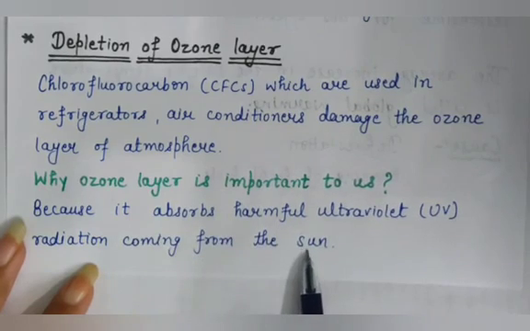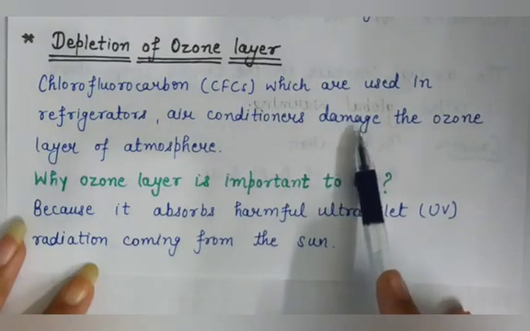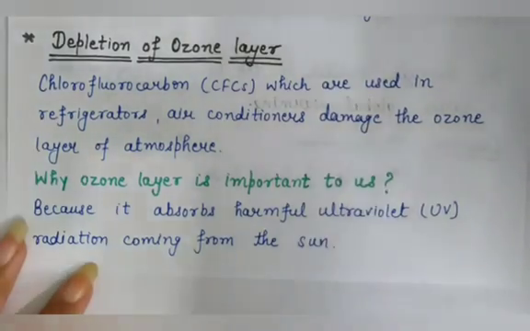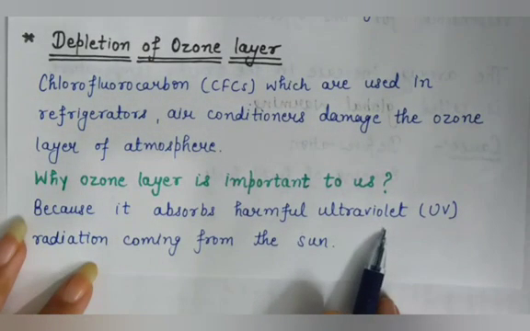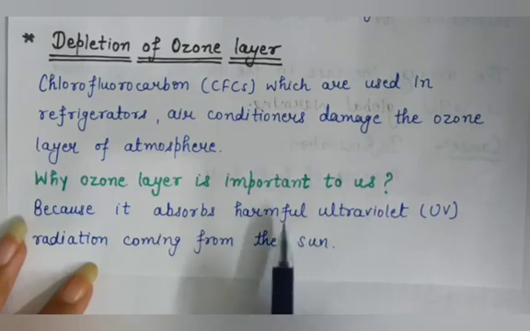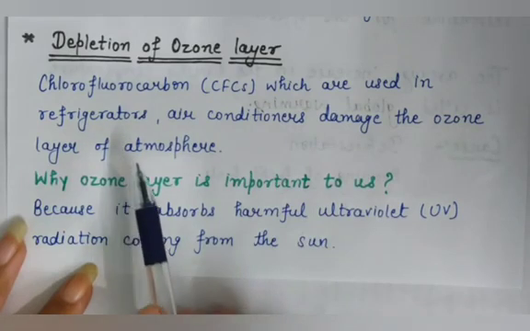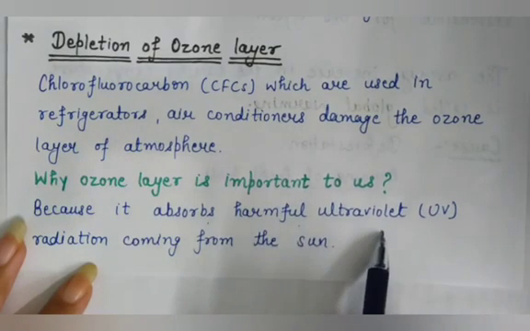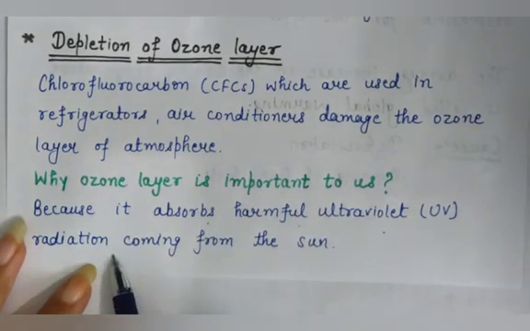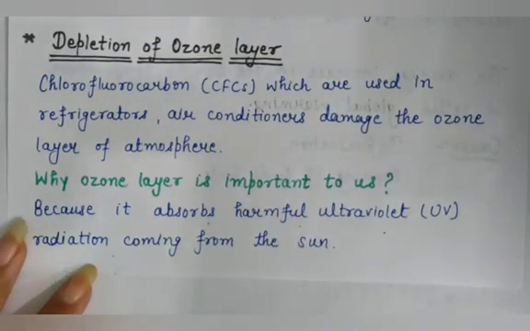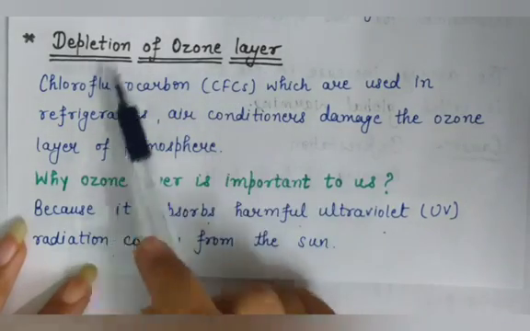So think about it. If our ozone layer is damaged, then ultraviolet radiation enters the atmosphere of the earth, which can cause skin cancer and eye problems. That's why the ozone layer is very important to life, because it absorbs harmful ultraviolet radiations. So this is also an effect of air pollution. Because of the source of air pollution, our ozone layer gets depleted.